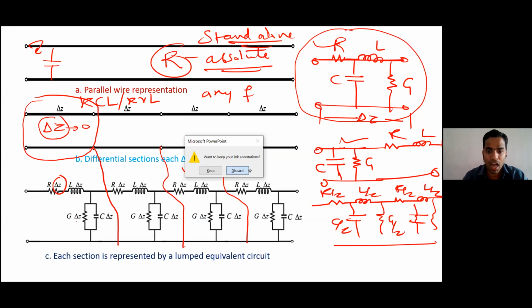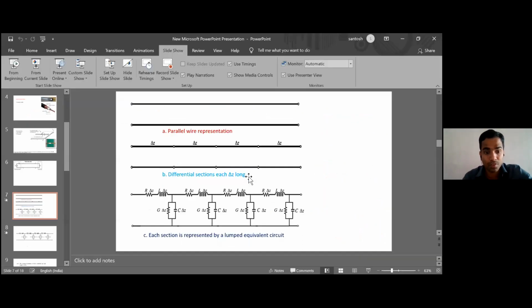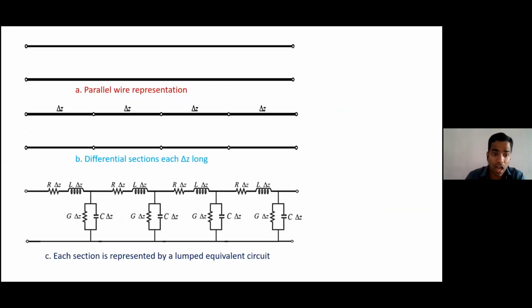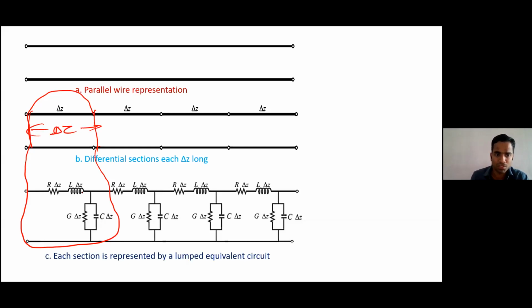That is why we define R for this subsection, which is R delta Z, L for this subsection, which is L delta Z, and G for this subsection. Are you getting it? This is for one subsection. This is our subsection delta Z. Okay, this much. So this is our model.